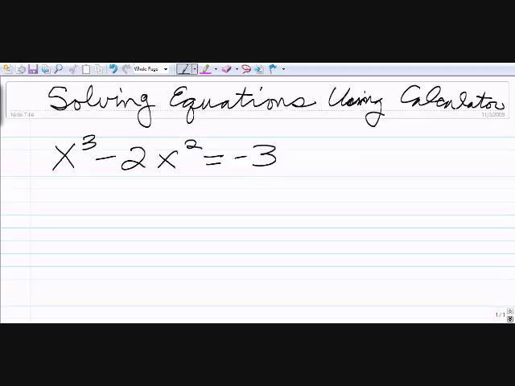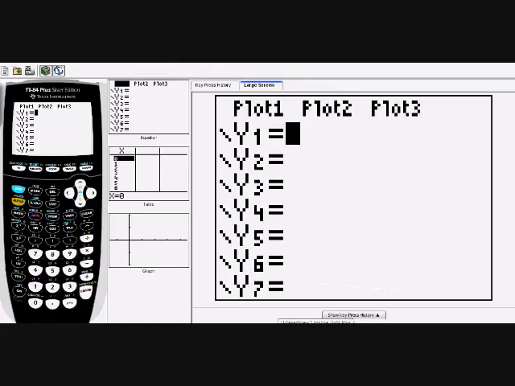Alright, so I'm going to go to my calculator. Now I'm going to take the right side of that equation and put it into one of the y equals, and the left side of the equation and put it into the other y equals. So I'll put the x cubed minus 2x squared in the y1.